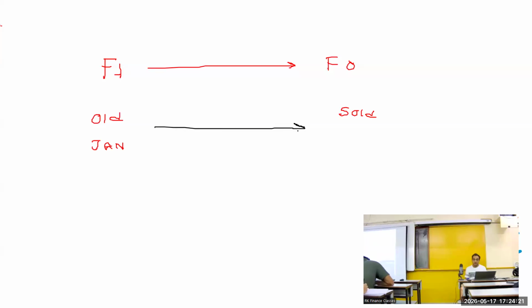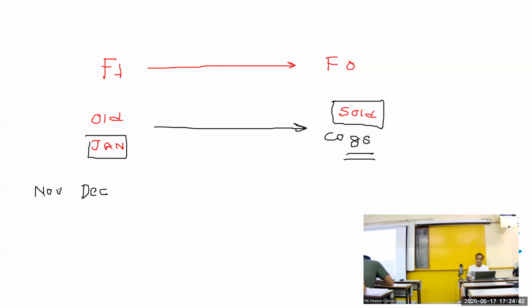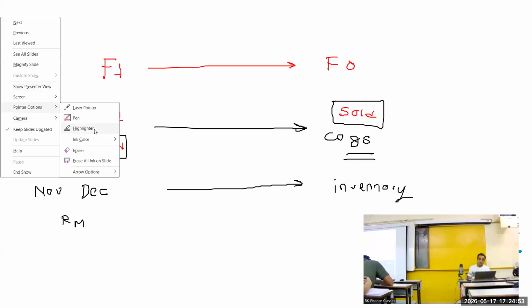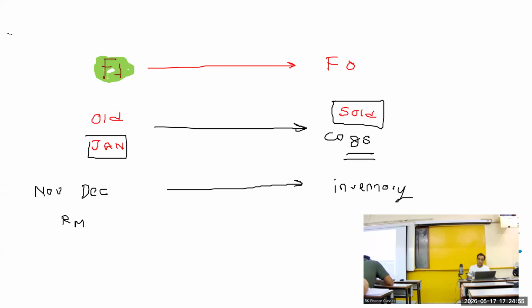Meaning January raw materials would be there in COGS, cost of goods sold. And old means January, February. So old raw materials are gone. The recent raw materials purchased in December and November, so November, December raw materials are there in the inventory. So the old raw materials have been sold. So first in means old and first out means sold.